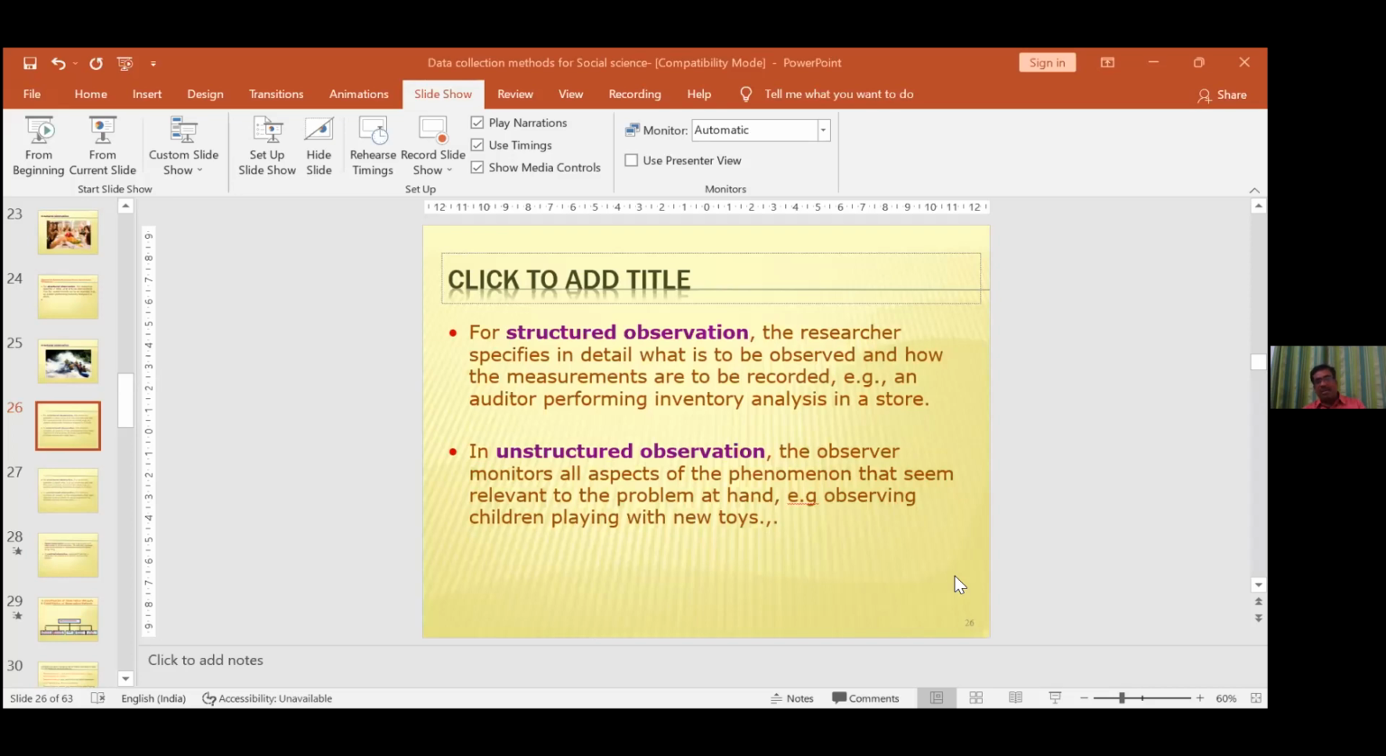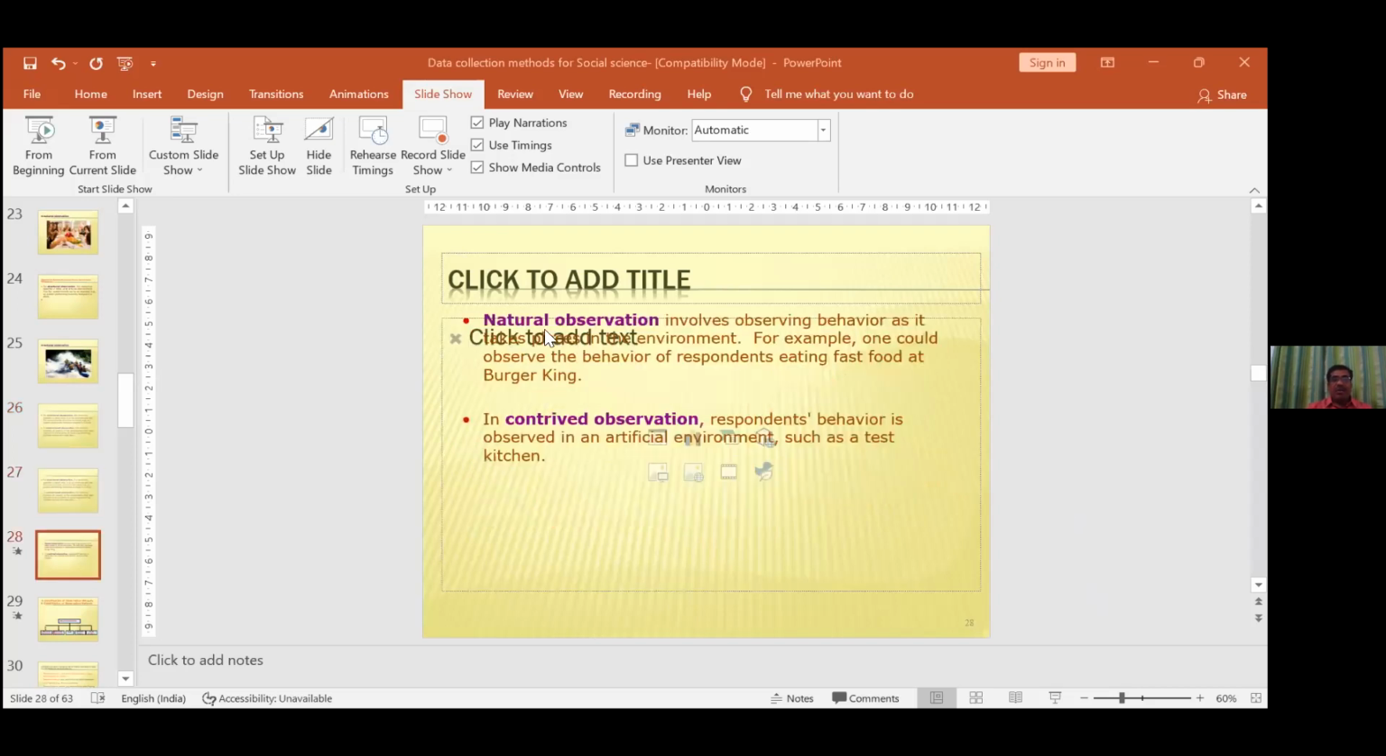Compared with structured observation, when you collect data by way of unstructured observation, you can get a lot more insight. Similarly, you can also collect data through natural observations.